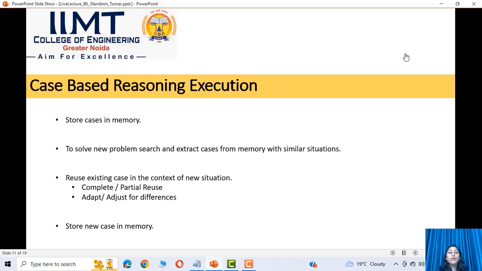The next step is to reuse the existing case in the context of the new situation. In this step, either we completely use the previously solved case to solve the new case if it is exactly similar to the previous case, or we make some changes to already existing cases, or we adapt or adjust for differences. After this adaptation and adjustment, we now have a new case with a new solution. So this is the learning in this process, and now this solved case will be stored back into the memory or the case base.